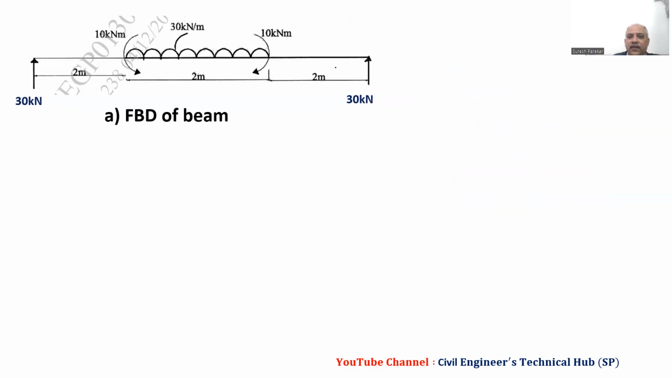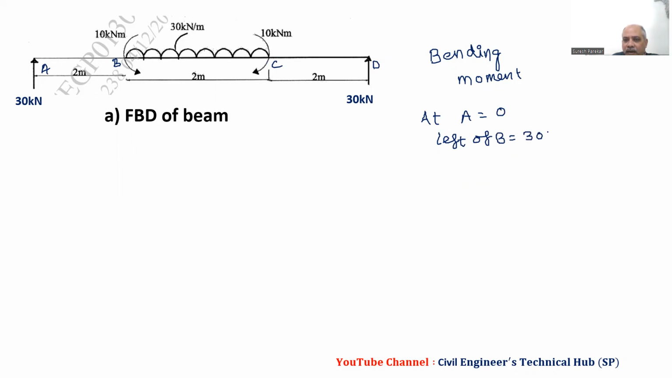And then we have the BMD, the bending moment. We have A, B, C, D. At A we have 0. Then we have left of B. Now whenever we have a couple, we have to find left and right values. So we have 30 into 2, 60 kilonewton meter. Then we have right of B.